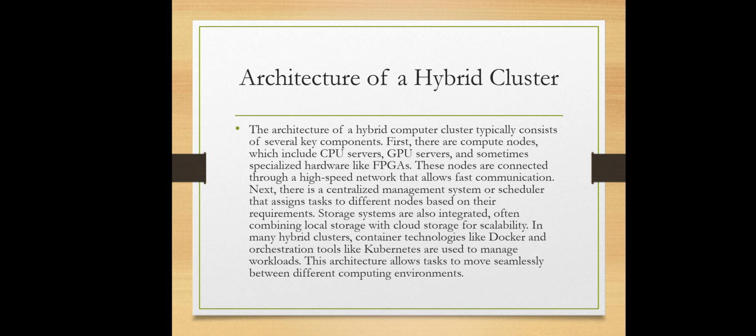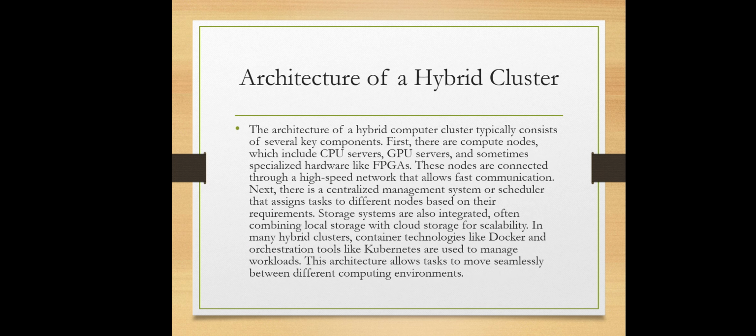Now that we've learned about the importance of high flexibility, let us learn how to actually design a hybrid cluster, the architecture of a hybrid cluster. The architecture of a hybrid cluster typically consists of several key components. First, there are compute nodes, which include CPU servers, GPU servers, and sometimes specialized hardware systems like FPGAs. These nodes are connected through a high speed network that allows for fast communication.